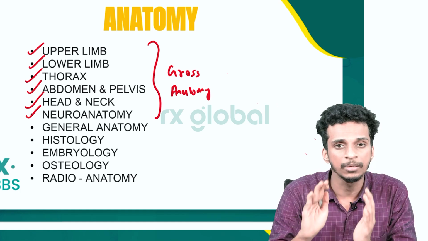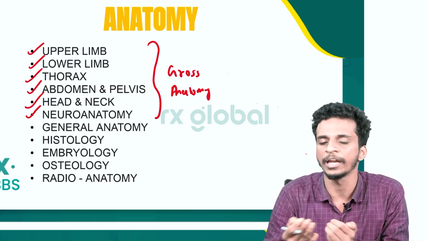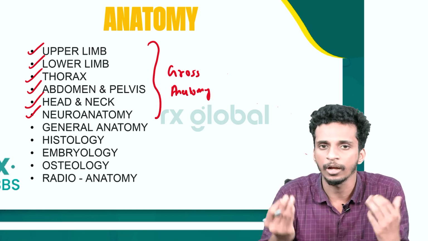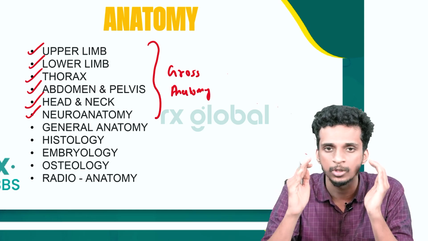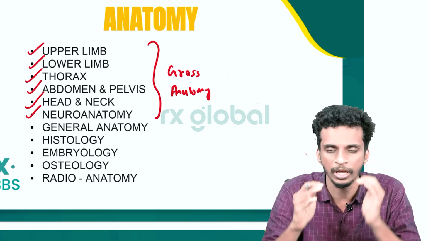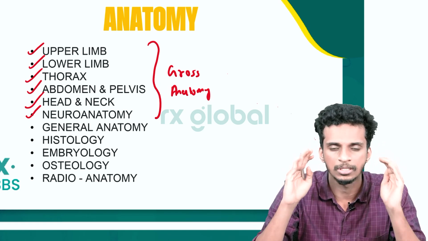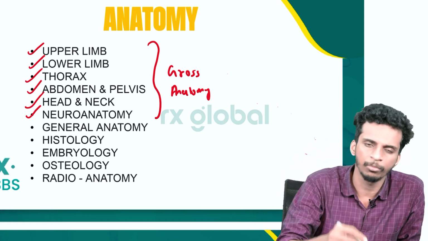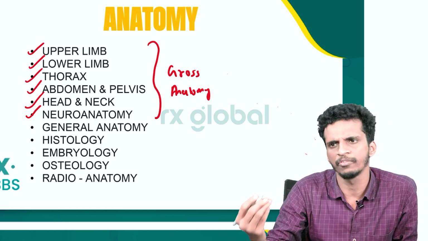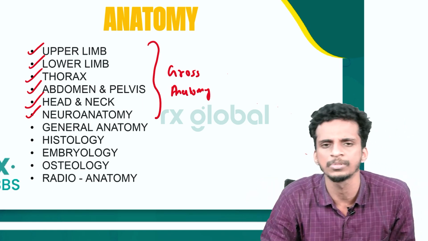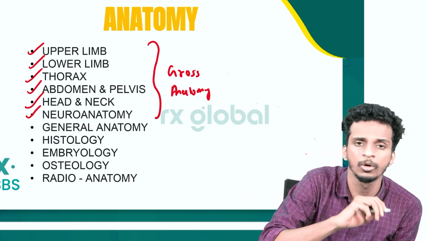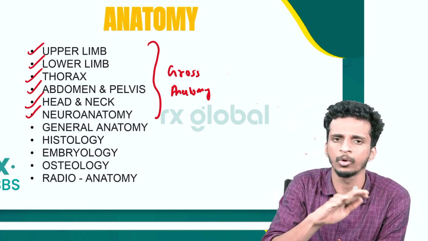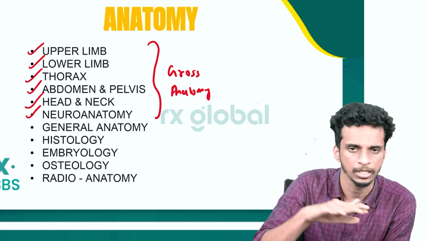Gross anatomy simply means the study of anatomy which does not require a magnifying lens or a microscope. It is the anatomy which you can see with your naked eyes. So when you dissect, what you are going to see is through your naked eyes. You don't need a microscope there. So the anatomy of upper limb, lower limb, thorax, abdomen, pelvis, head and neck, and neuroanatomy all come under gross anatomy. These are the things you are going to do here in your dissection hall.